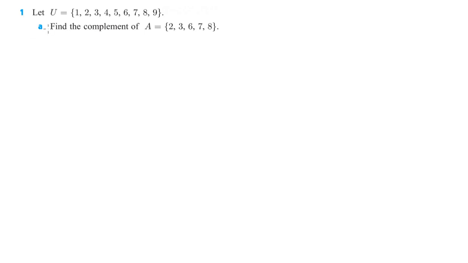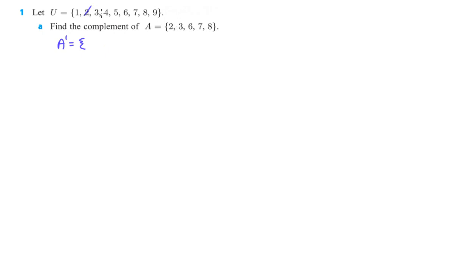Let's start with number 1A here. Let U equal 1, 2, 3, 4, 5, 6, 7, 8, 9. Find the complement of A. Remember, U stands for the universal set, so these are the only numbers that we're concerned about for this problem. And so if set A is 2, 3, 6, 7, and 8, the complement, A prime, would be everything that's not in there.